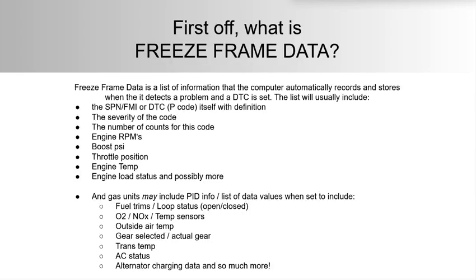Freeze frame data is a list of information that the computer automatically records and stores when it detects a problem and a DTC is set. The list will usually include the SPN, FMI, or DTC P code itself with definition, severity of the code, number of counts for this code, engine RPMs, boost pressure, throttle position, engine temp, engine load status, and possibly more. Gas units may include PID information or a list of data values to include fuel trims, loop status, open or closed, O2, NOx sensor, temp sensors, outside air temp, gear selected, actual gear, trans temp, AC status, alternator charging data, and so much more.